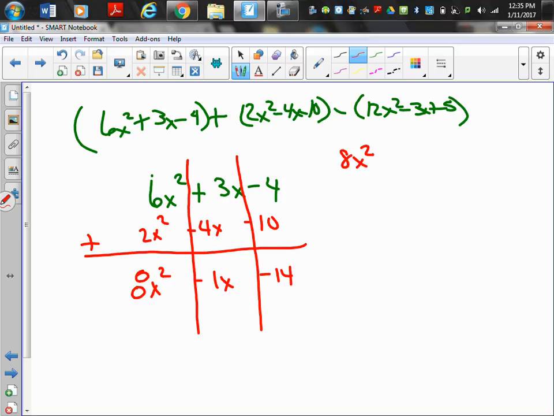Then you take this answer, bring it over to the side. 8x squared minus 1x minus 14. And then the opposite of 12 is negative 12. The opposite of negative 3x is positive 3x. And the opposite of 5 is negative 5. So then you still do columns. So do your first two. If you have subtraction first, you do that, and then take that answer over and add to it.